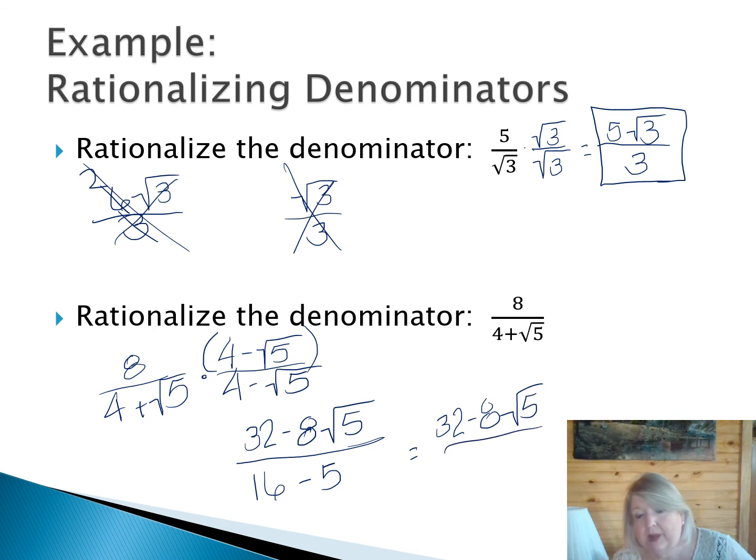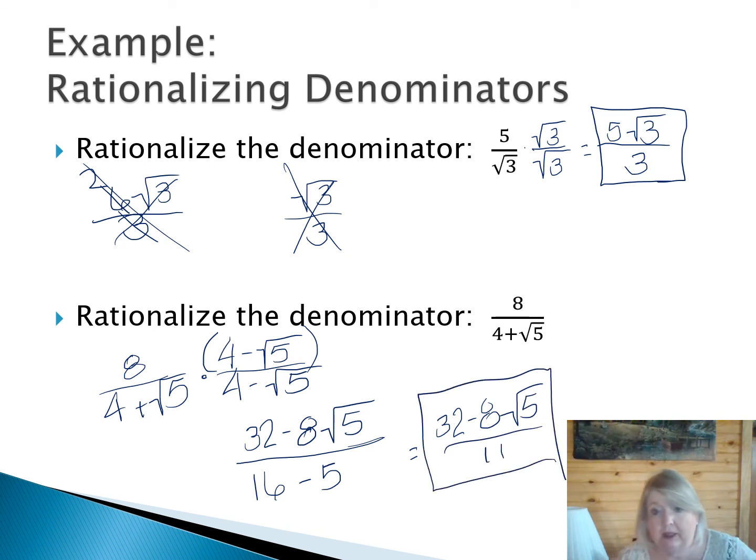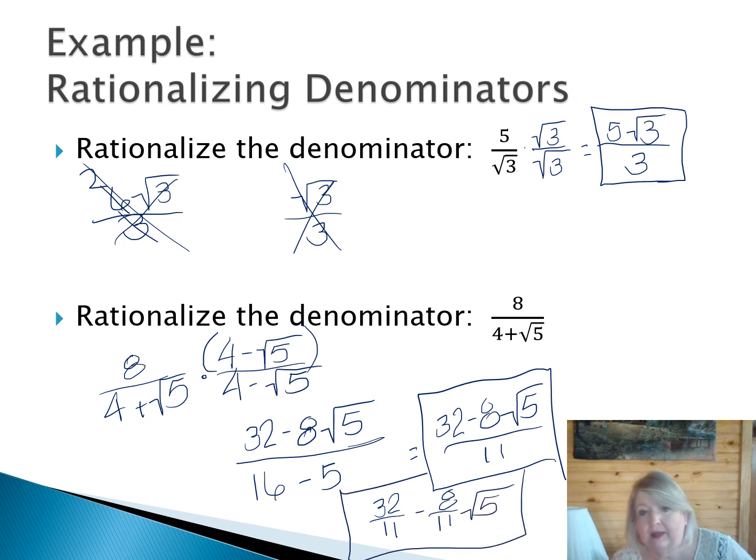over 11. Now, how do you know how to leave your answer? My honest opinion is I don't know. You check the answers if it's multiple choice. I would stop here because most multiple choice tests are timed. So I would stop here and look for their answers. If it does not look exactly like that, it will probably look like 32 over 11 minus 8 over 11 times square root of 5. Final answer.